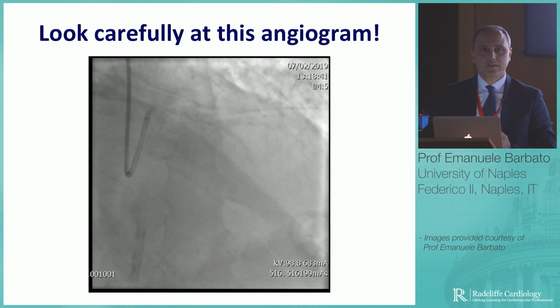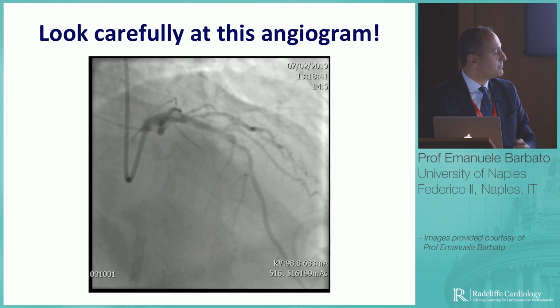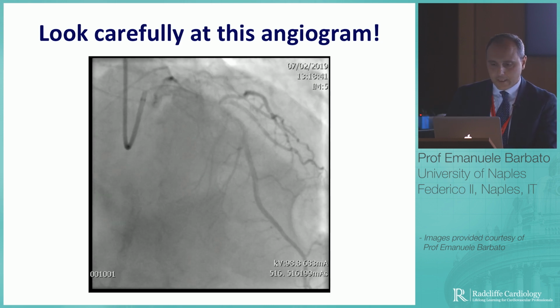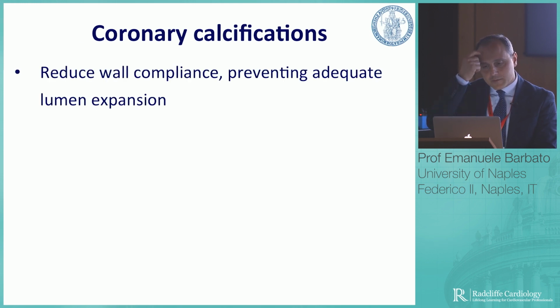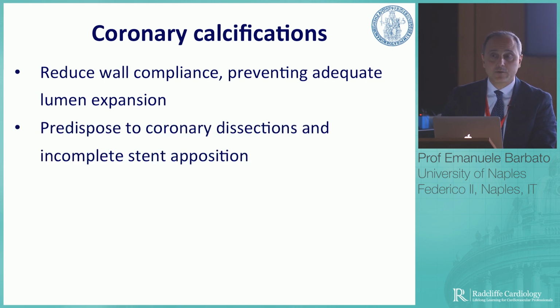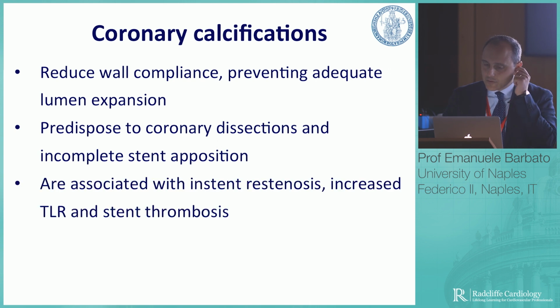Raise your hand. Okay, increasing number. Good. So we know, we have heard it from the previous speakers, when we see so much calcium, we can already anticipate that the wall compliance is reduced. This will prevent the adequate lumen expansion. We know that this will predispose to ugly dissections and incomplete stent apposition, and it is associated with suboptimal outcome of these PCIs. We have heard of it.